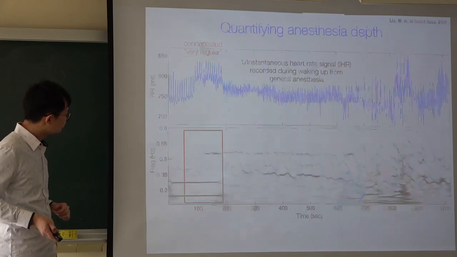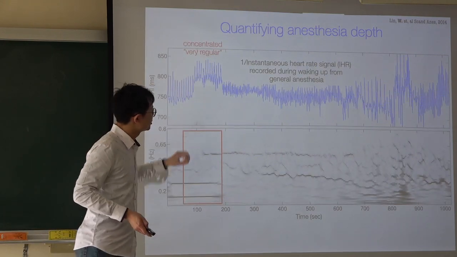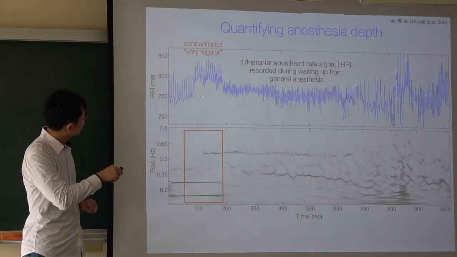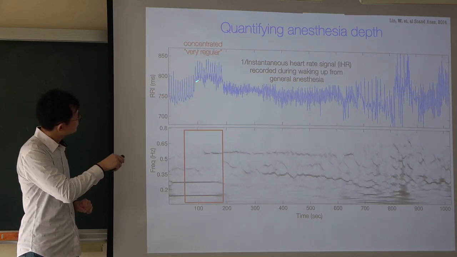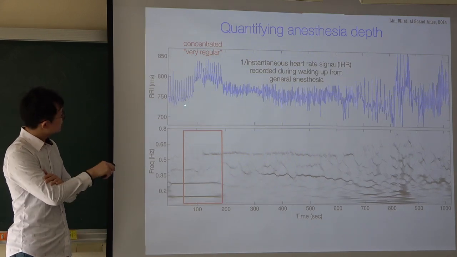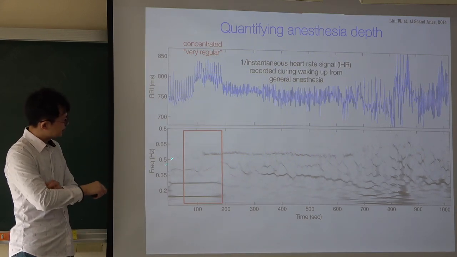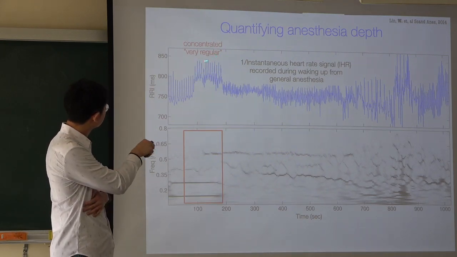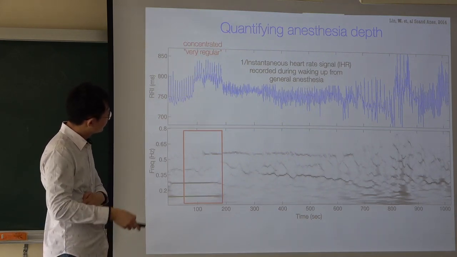Anyways, this is also a slide I have shown you, right? This is the instantaneous R-R interval time series, and one of its derivatives will be the instantaneous heart rate. You can see a lot of dynamics inside. This is the synchro squeezing transform, and you can see this part is very concentrated and regular.